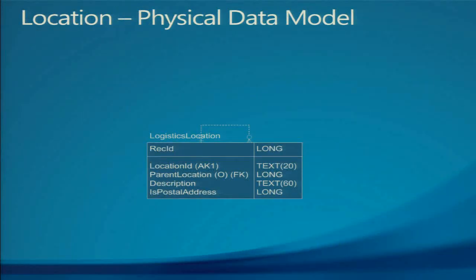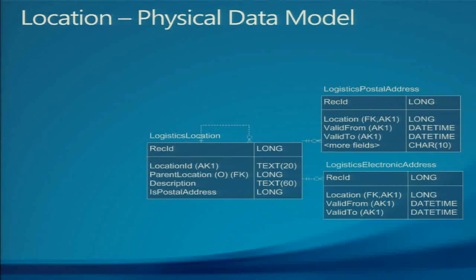Then the location physical model. The main table is logistics location. By the way, one thing to note, this is not a full-blown list of fields in the table. Just for presentation, we've shown you just the important fields, or the fields that we actually use for references. So logistics postal address is a date effective table that holds the postal address, and it has a reference to location. Logistics electronic address is for the contact information with a reference to location.